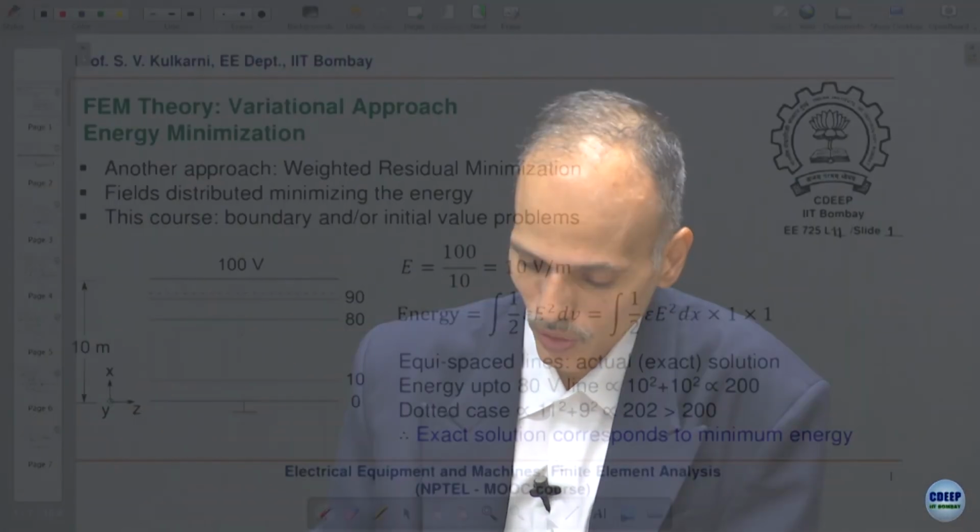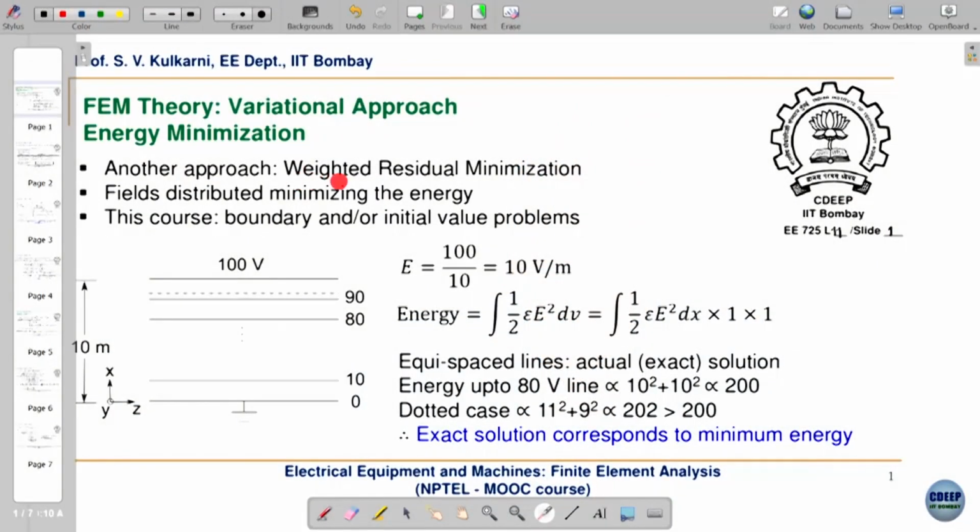There is another approach, the weighted residual approach, wherein we minimize errors because of the approximation that we are doing. So we will see this weighted residual approach a little later. The first two sets of lectures we will concentrate on this variational approach, which is basically energy minimization.